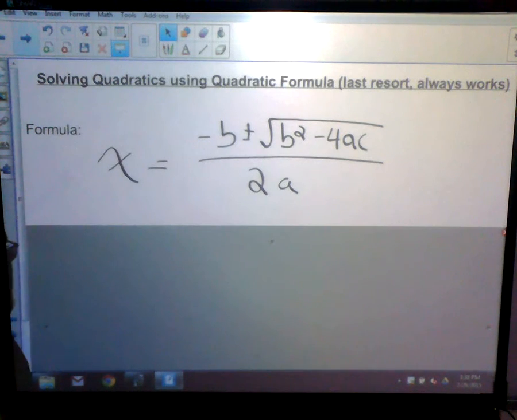Here's the formula. You do not have to memorize it. It's in my classroom, and it's on the SOL. You'll use it so much that you will memorize it. Opposite of b plus or minus the square root of b squared minus 4ac, all divided by 2a.